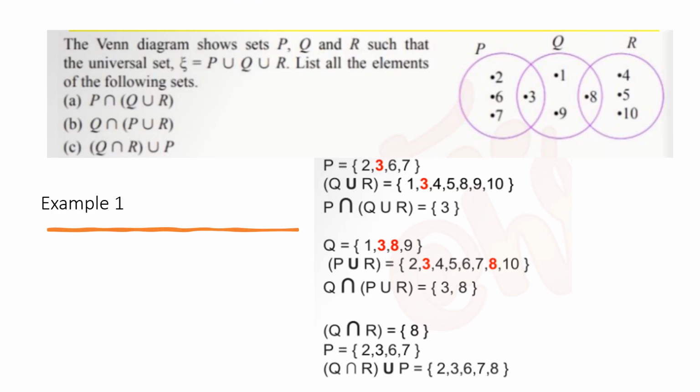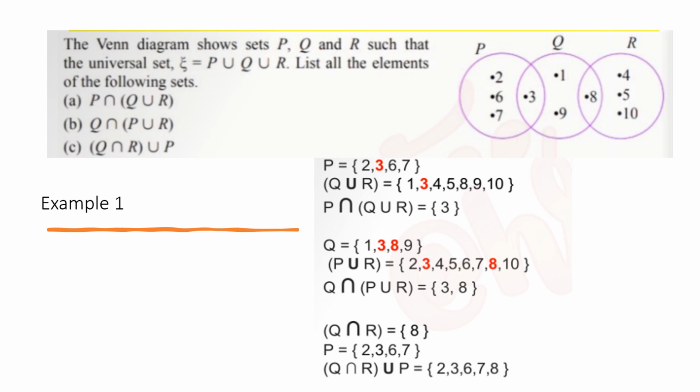Alright, so here we can see that there are three sets, P, Q, R, and this is a Venn diagram. The circle representation is a Venn diagram, such that the universal set is P union Q union R. They ask you to list all the elements of P intersect Q union R. How to do these questions is that first you slowly take out the information that you need, which is P and then Q union R, and then at the end you see what is intersecting between P and Q union R.